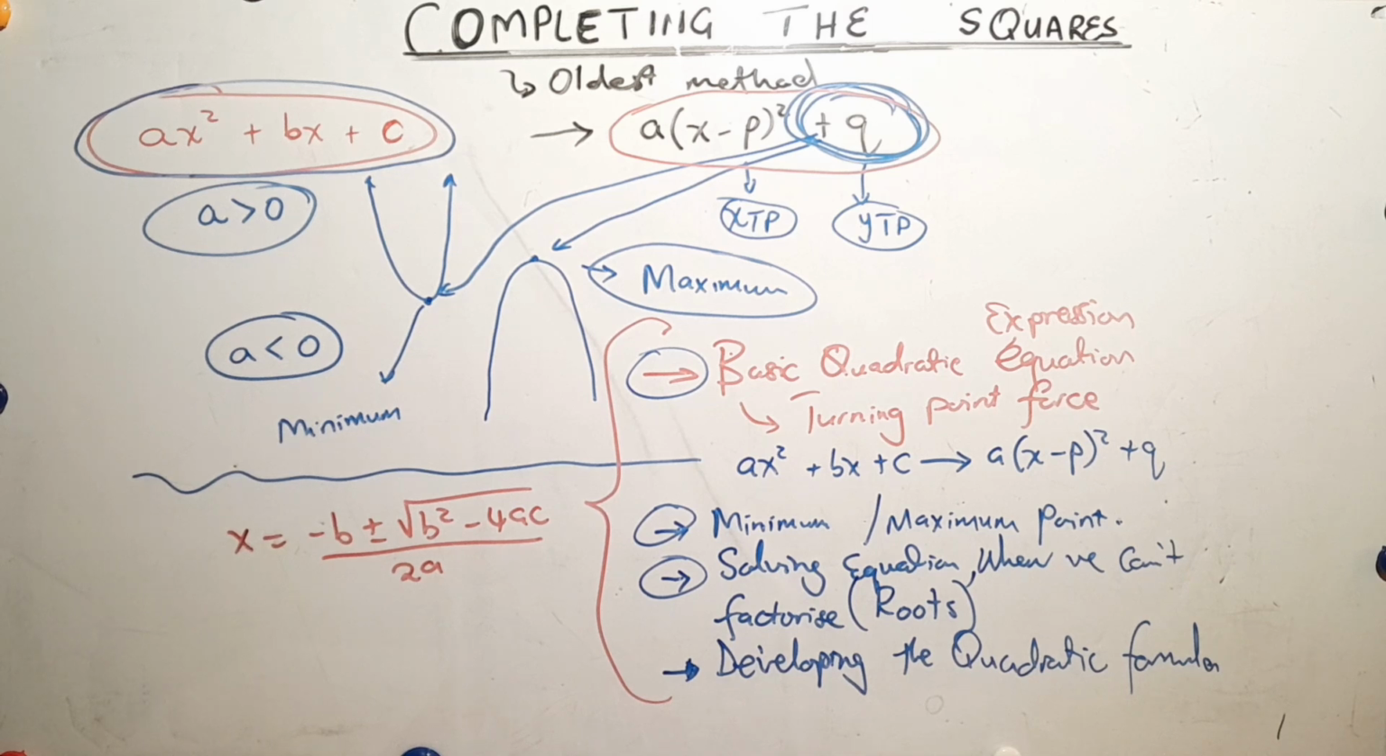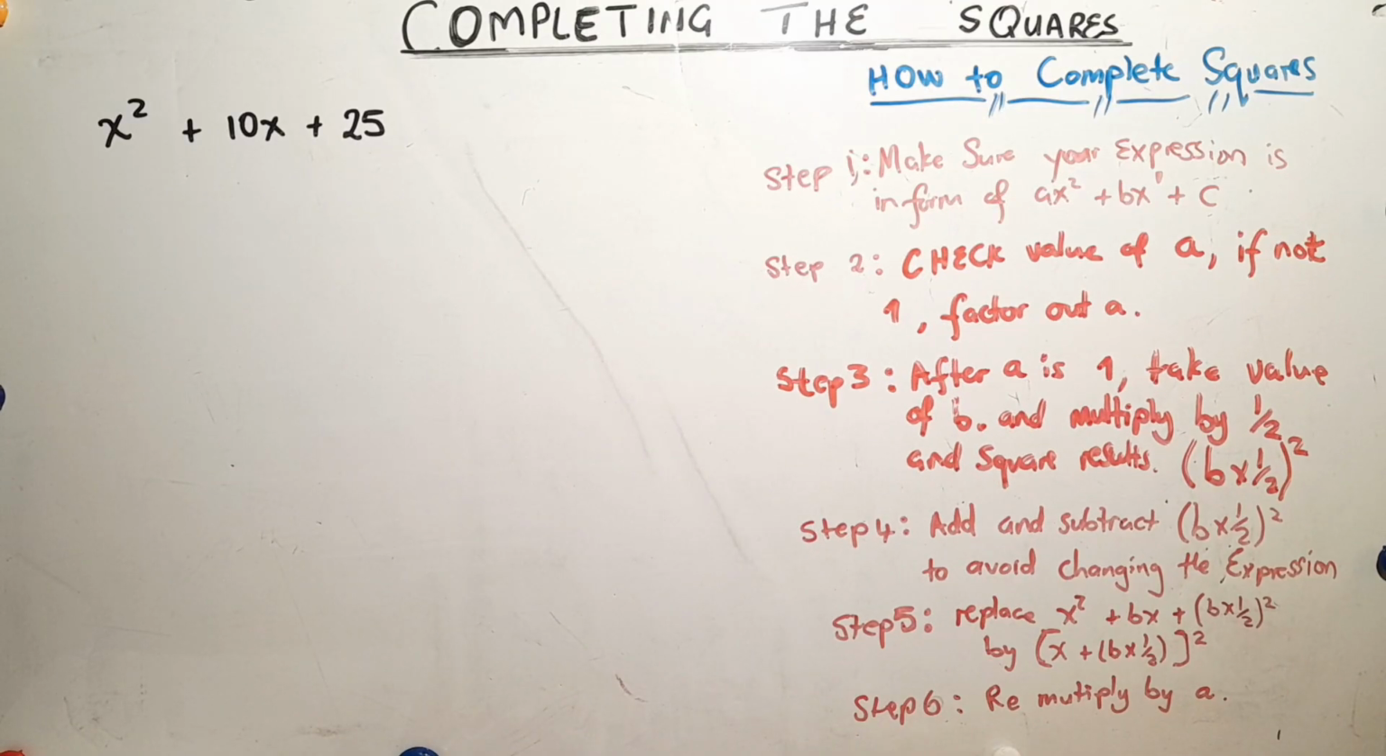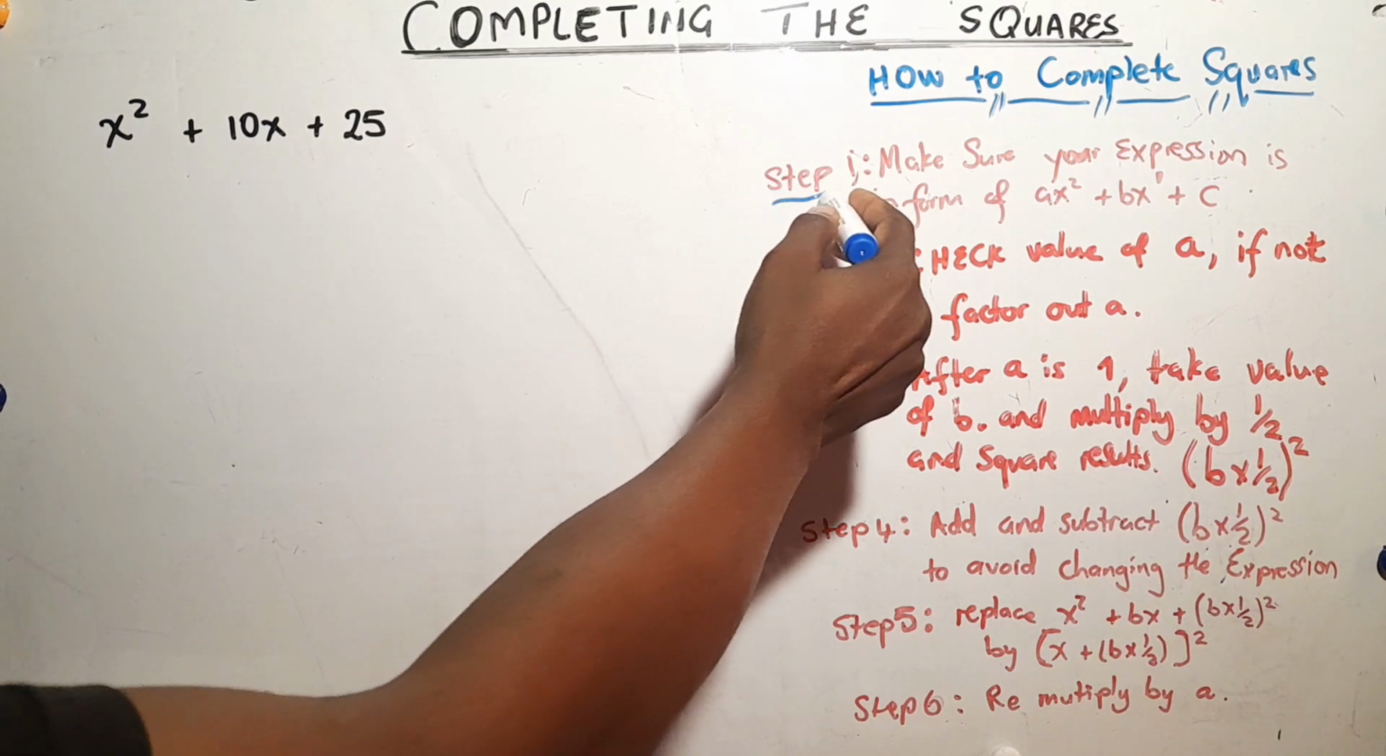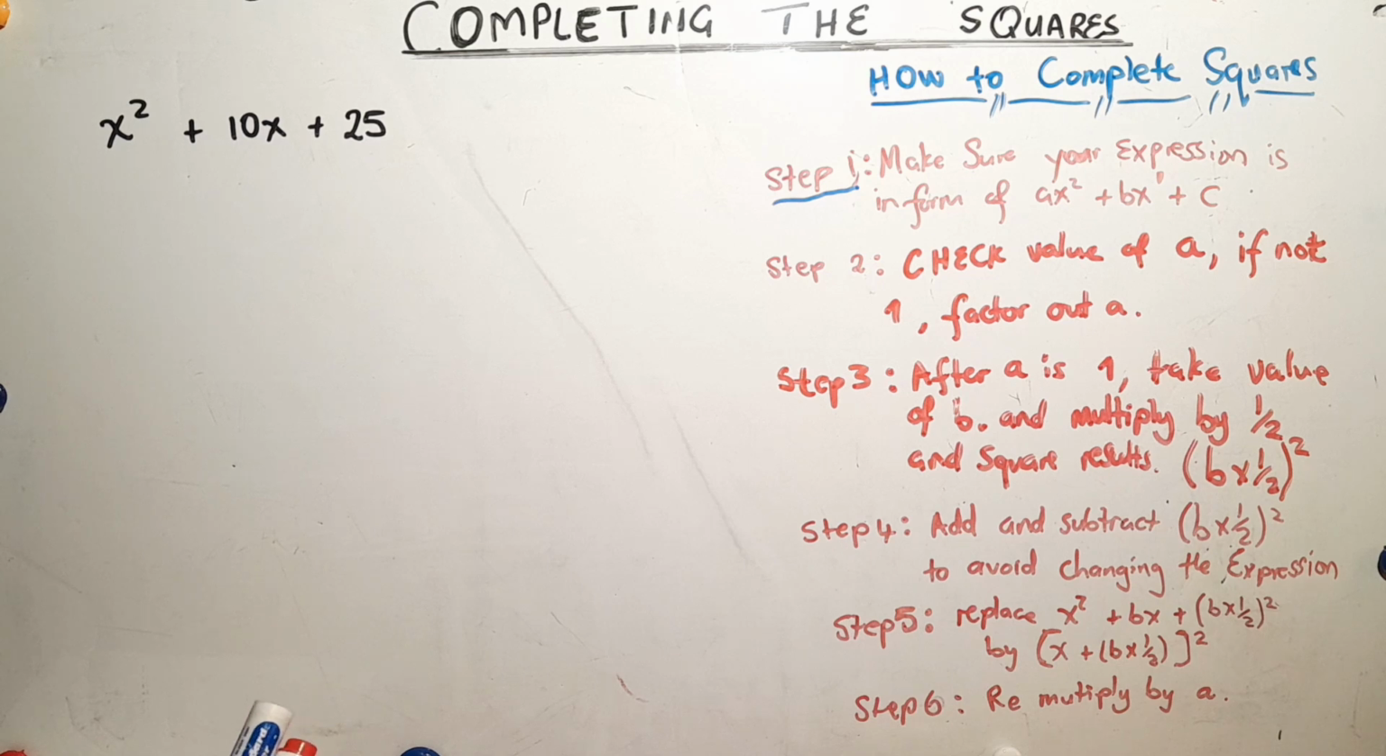So now the question is, how do we complete the squares? Let's get to the how part now. Let's see the simple steps that can help us to complete the squares. Step 1: make sure that your equation or your expression is in the form ax squared plus bx plus c.